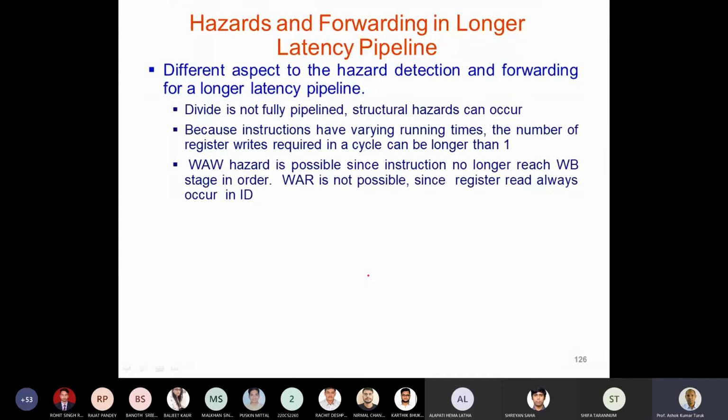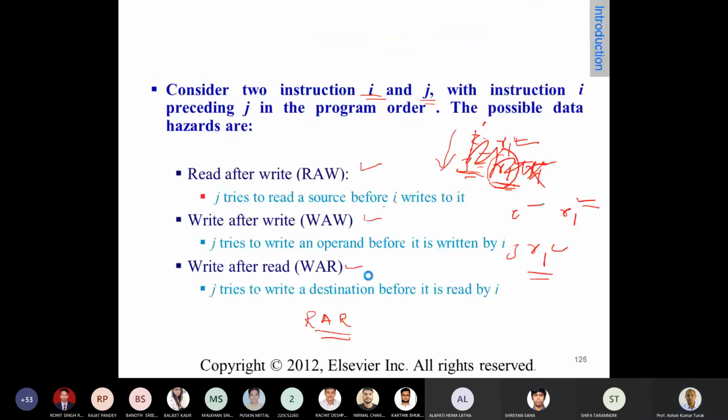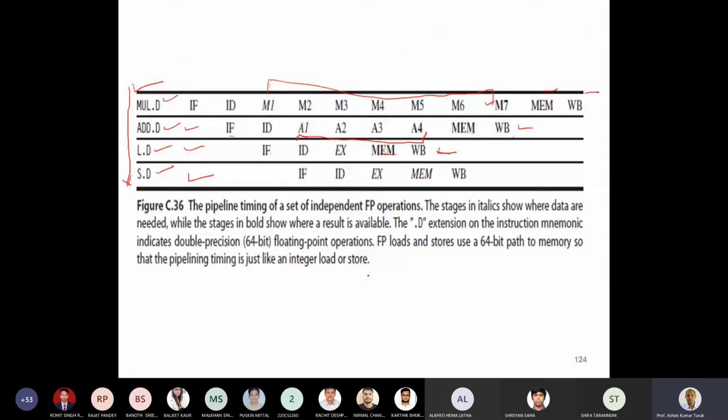Then write after write hazards are possible, since instructions no longer reach the write back stage in order. Let's look at the instructions reaching the write back stage. If you look at the previous case, the subtract instruction and the add instruction reach the write back stage in a different order. So the instructions can reach in a different order, and then write after write hazards are possible.